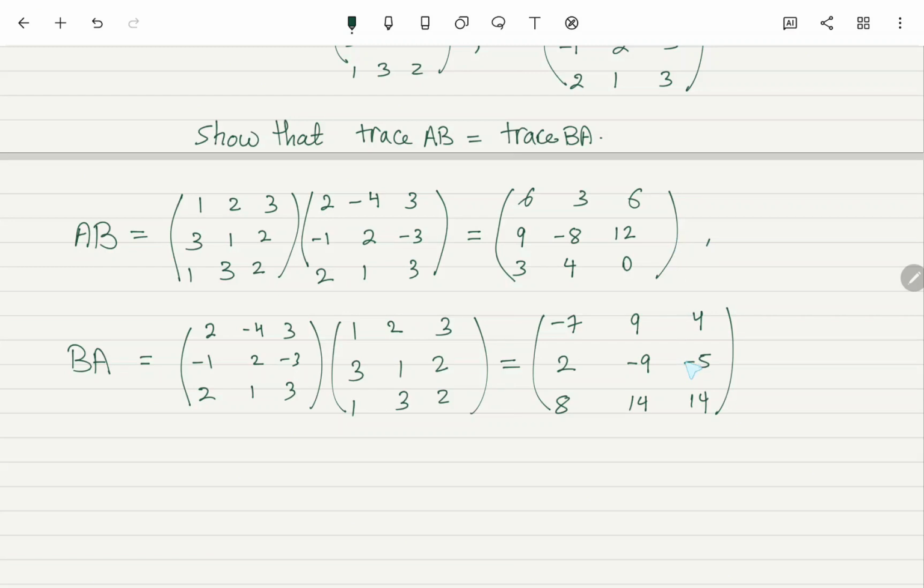Now let's double check the trace. The trace is the addition of the diagonal elements. So 6 plus minus 8, it's minus 2, plus 0. So the trace of AB here equal to minus 2. Now let's check this one right here. Minus 7 plus minus 9, it's minus 16, plus 14. So trace BA equal to minus 2. Therefore, trace AB equal to trace BA.